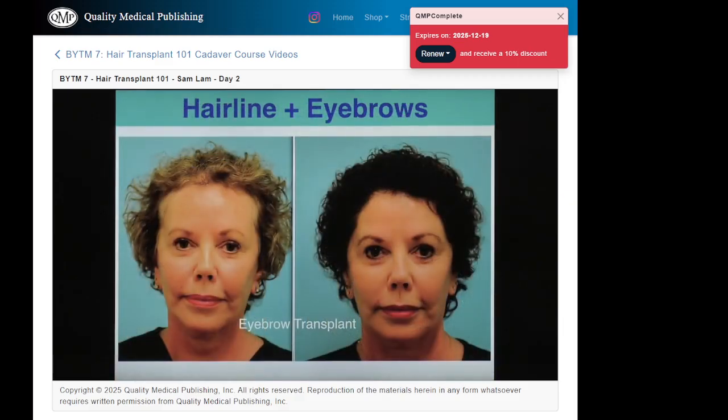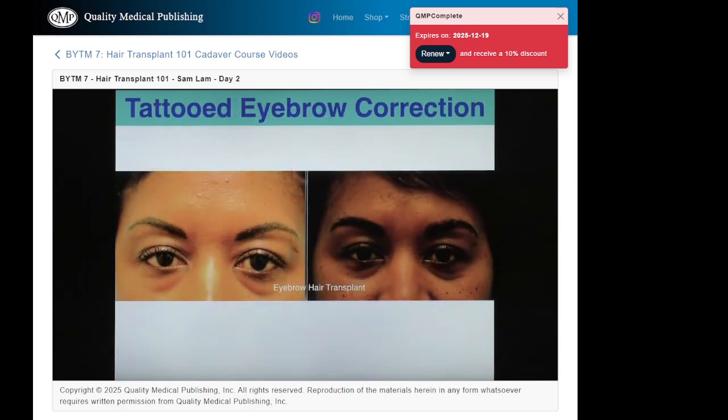This is another example of hairline and eyebrow transplant. Again, the first thing you should think about is possible FFA if you see this before you transplant, even if you're only doing hairline or only eyebrow. That combination is a lethal one if you miss it.